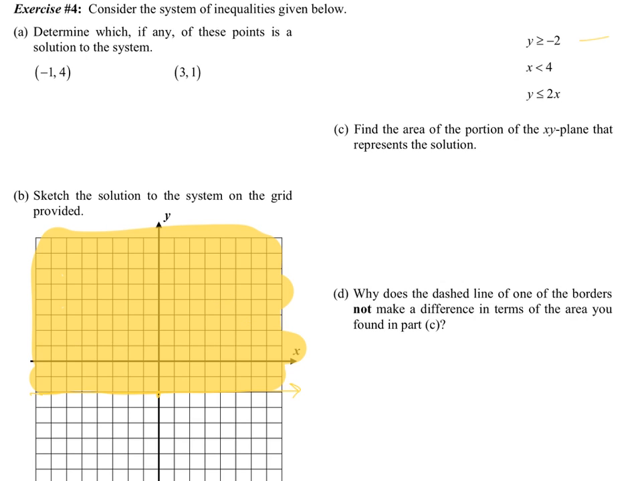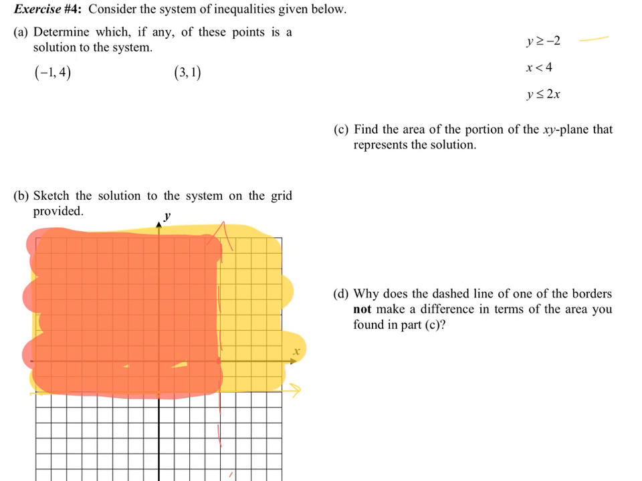The next one, x is less than 4. So we go to 4. It is not a solid line. It's going to be a dotted line because it did not say or equal to. And x is less than that, so it is now this side of the box. You could, if you wanted to, shade everything on the left-hand side of that line, but we know that only one certain part of it gets to be the answer.